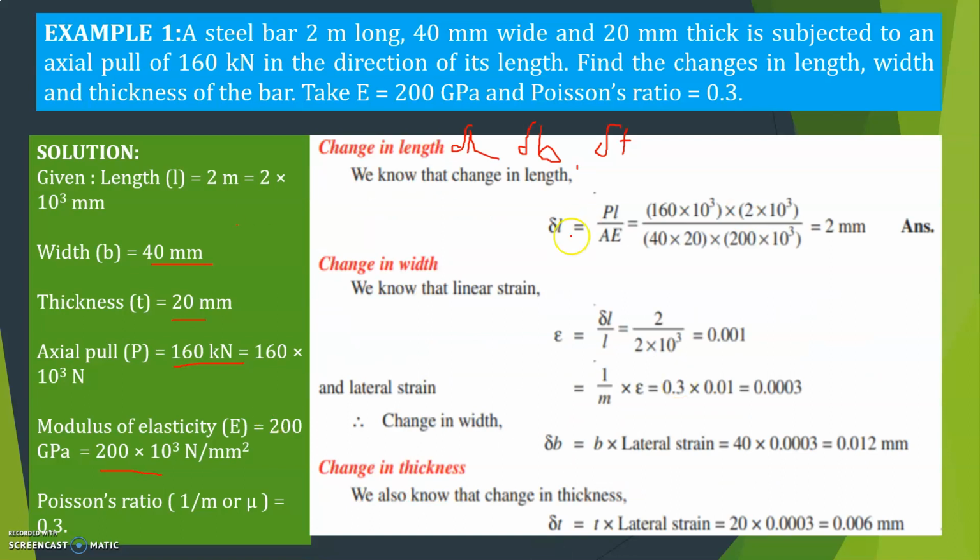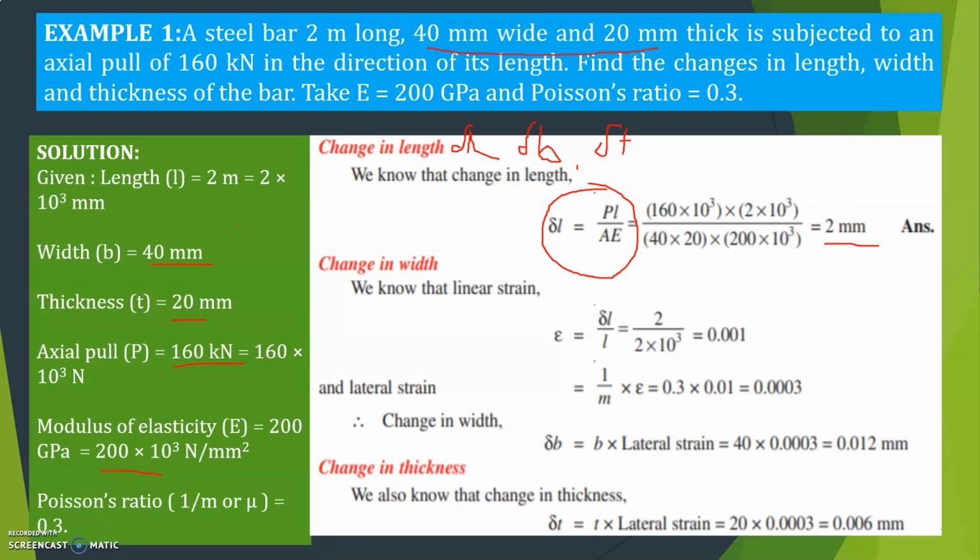Okay, so how can you find the change in the length? We know deformation. In the last class, I told you about deformations. Deformation is nothing but PL divided by A into E, right? Here, what is P? P is 160 kilonewton, 160 into 10 raised to 3 Newton, into L. L is the length, that is 2 into 10 raised to 3, divided by A. A is 40 into 20, because it is breadth into depth, into E. E is Young's modulus, 200 into 10 raised to 3. When you simplify this, you get 2 mm. This is the change in the length.